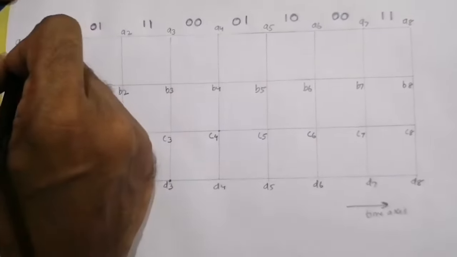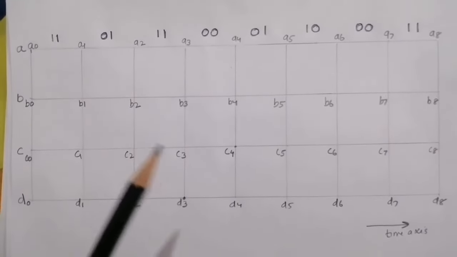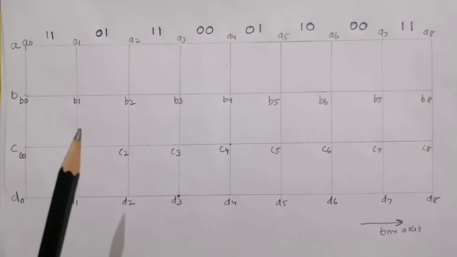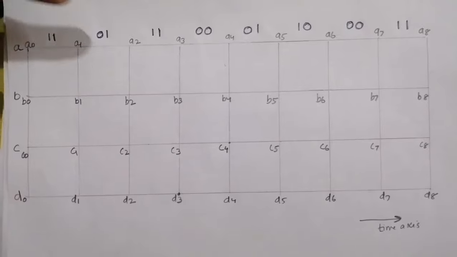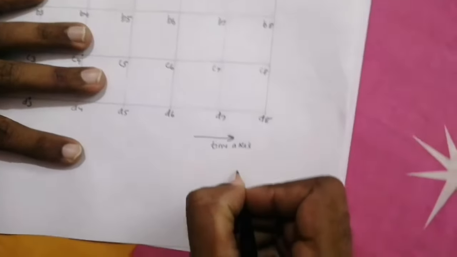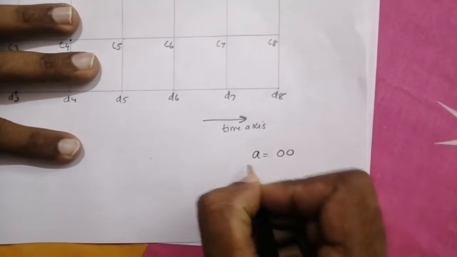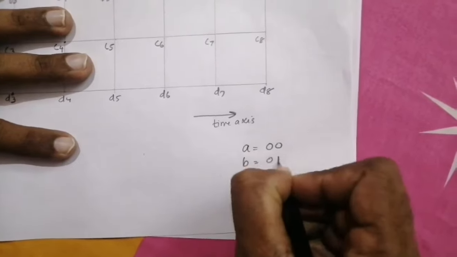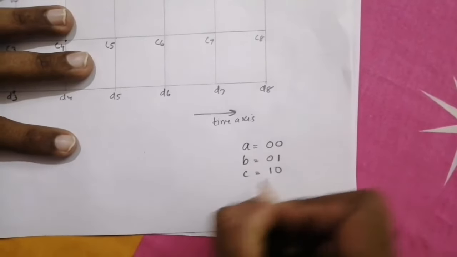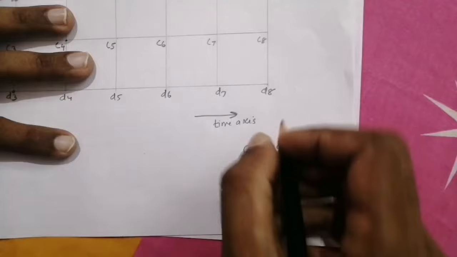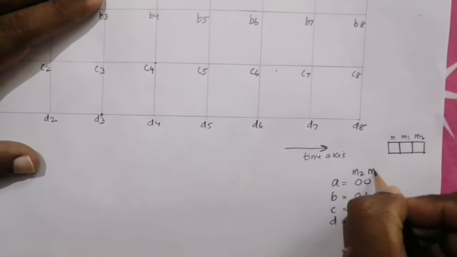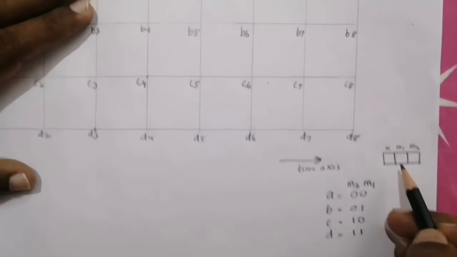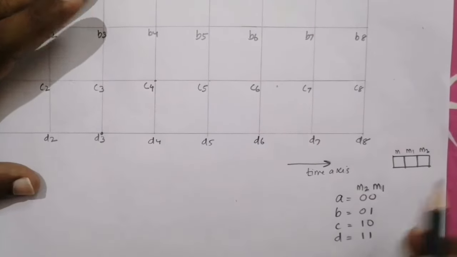As we know, the convolution encoder starts with state A, or 00. We have A is 00, B is 01, C is 10, D is 11. Make sure that this is M2 and this is M1 for this particular convolution encoder.